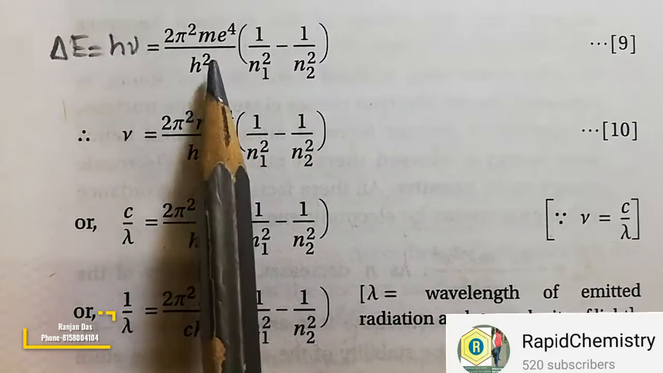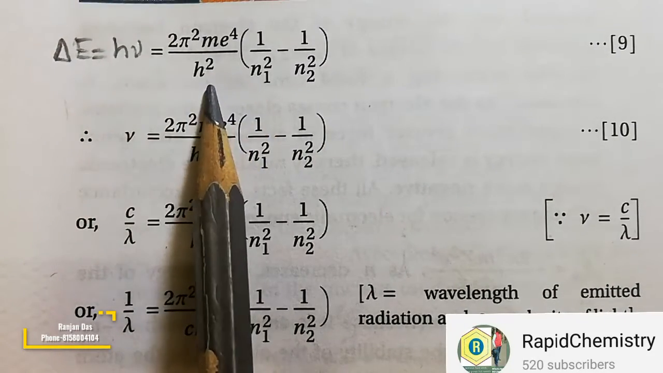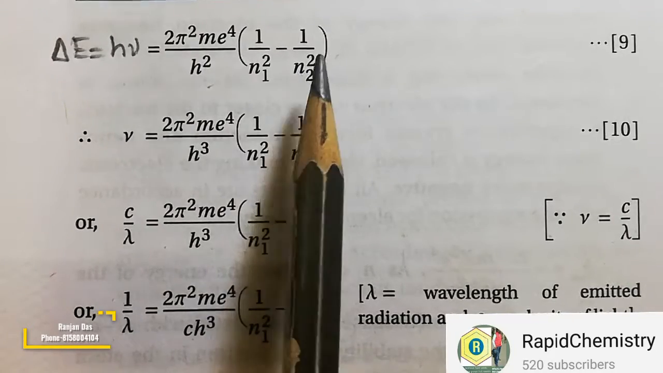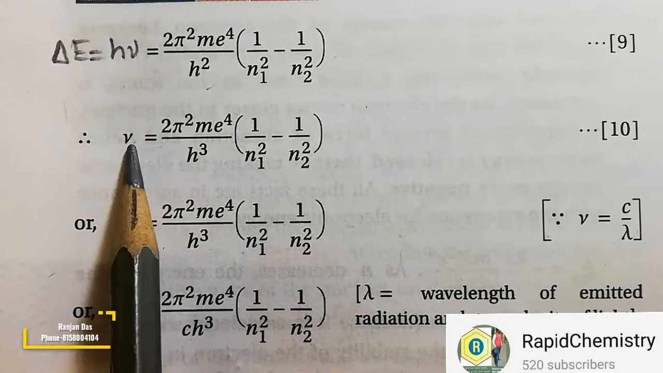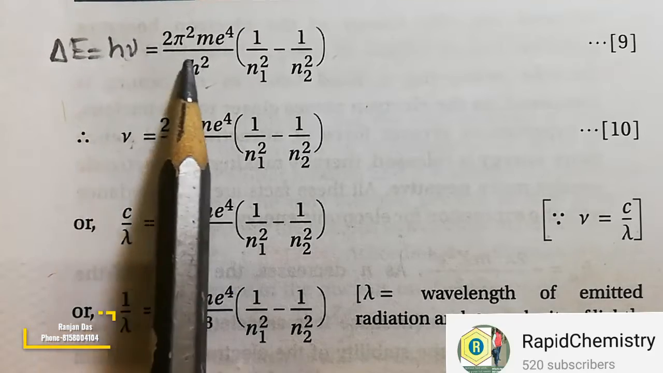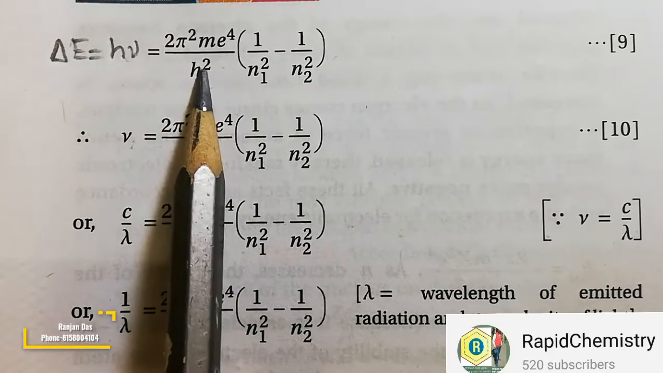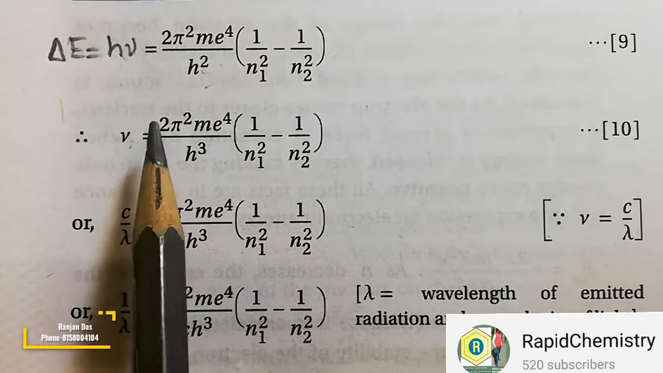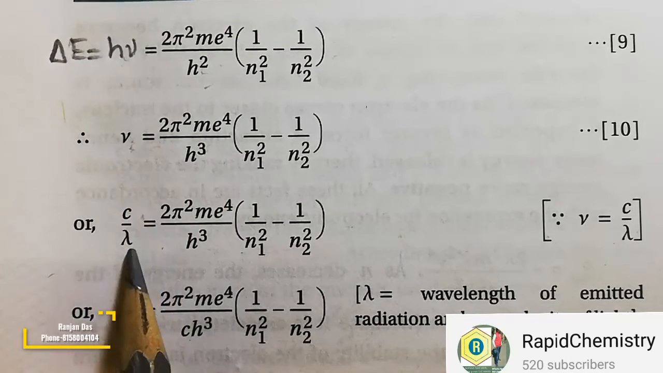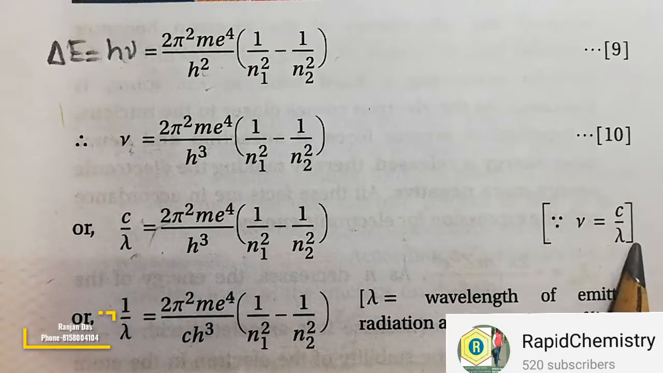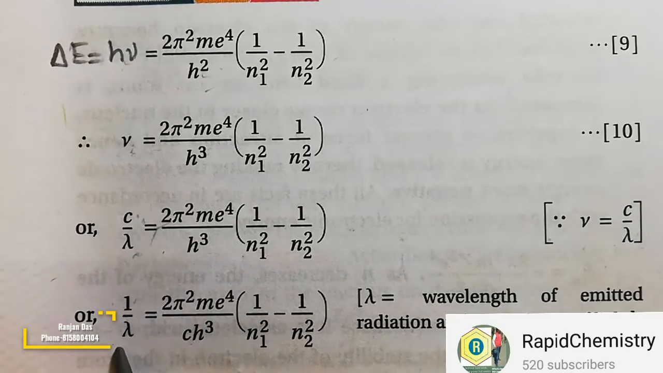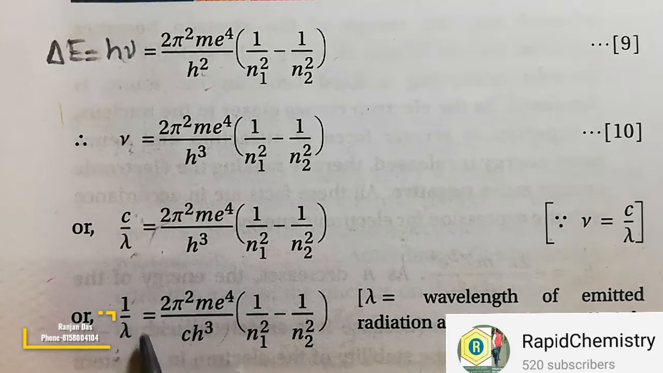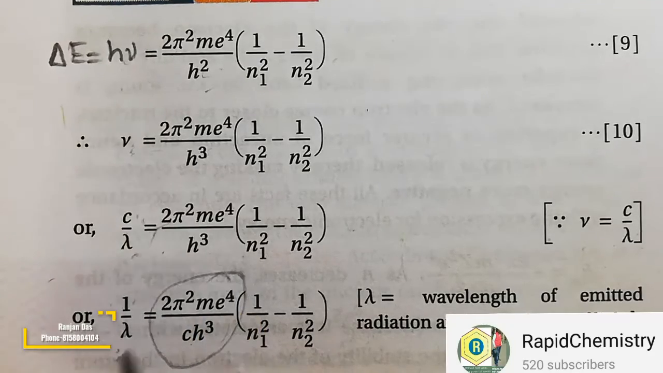By taking common that part, 2 pi square m e to the power 4 by h square, we get that equation. Here nu equals that, and when you take h to the right side, h square becomes h cube. In place of nu we can write c by lambda, because nu equals c by lambda. Now taking c to the right hand side, we get 1 by lambda equals that, and 2 pi square m e to the power 4 by c h cube is the Rydberg constant, capital R.